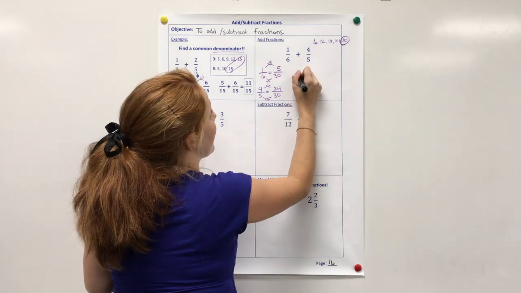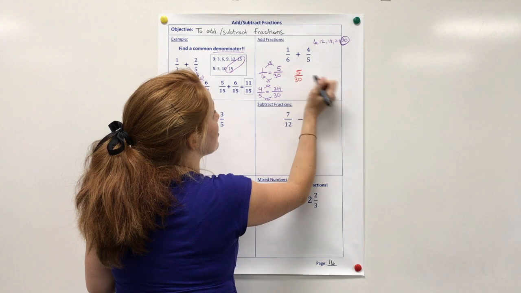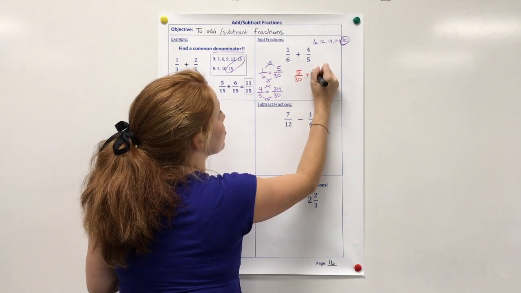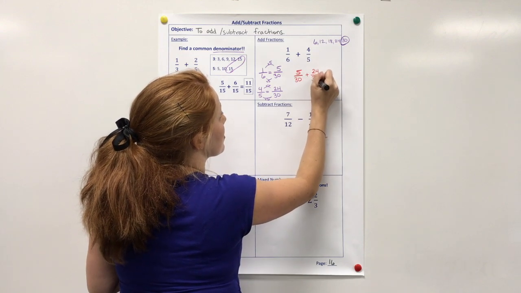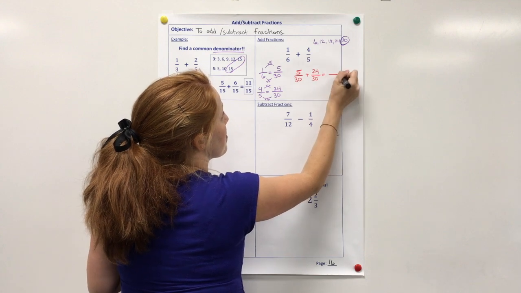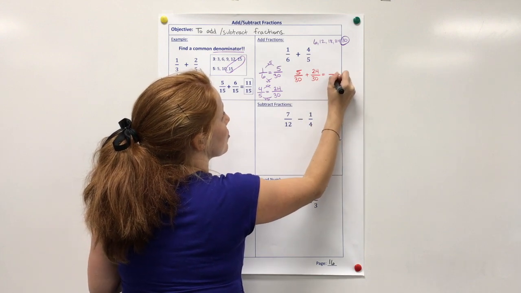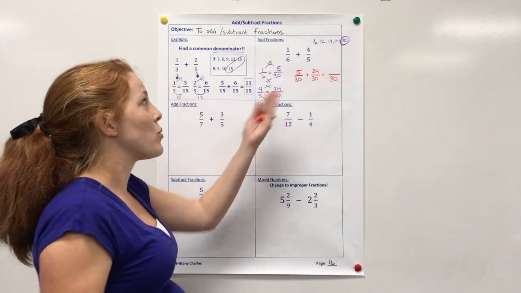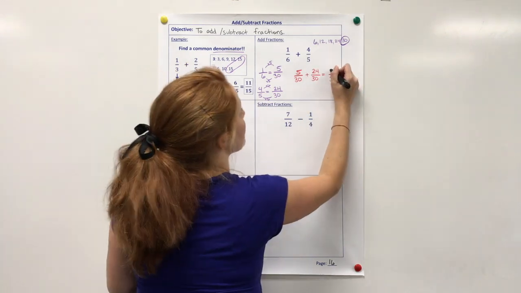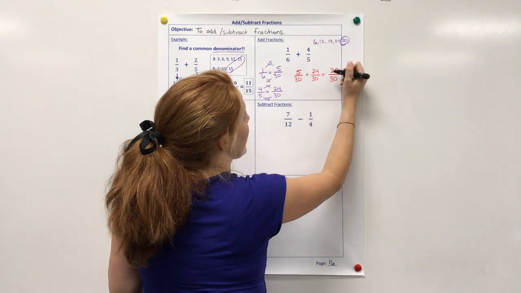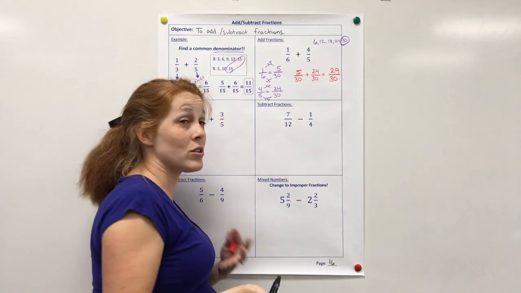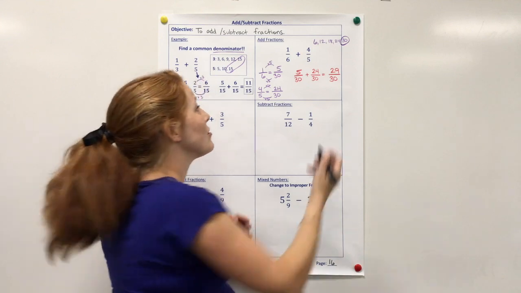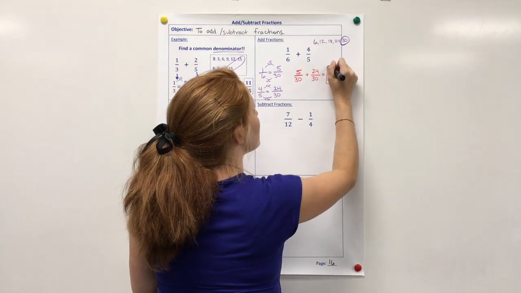We have 5/30 plus 24/30. And remember, my denominator doesn't change, so that stays the same. And now I just add the numerators. Well, 24 plus 5 is 29. And I would want to see if I can reduce it, but in this case I can't. So I'm done. 29/30.